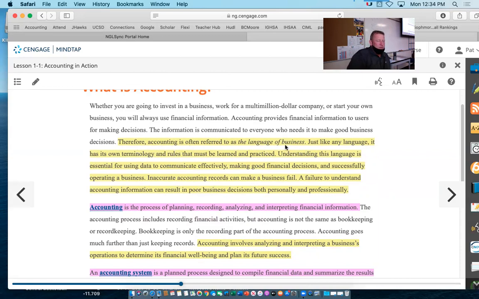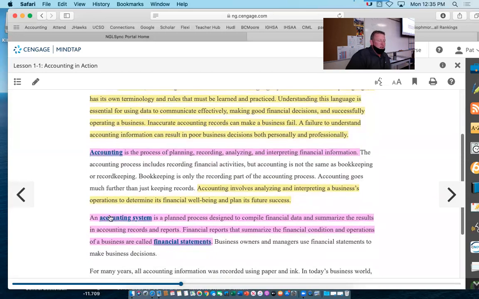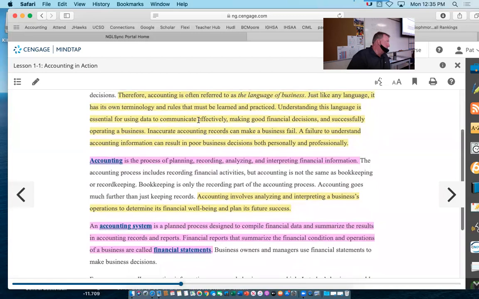Okay, but accounting is often referred to as a language of business. What is accounting? Accounting systems are very similar. Accounting is a term you'll see on the test. That's why it's pink. Doesn't mean that this isn't information that's important. This is very helpful for us, but this is a term that you for sure need. Accounting is the process of planning, recording, analyzing, and interpreting financial data. The accounting system is the act of doing this accounting and running reports and summarizing that stuff.